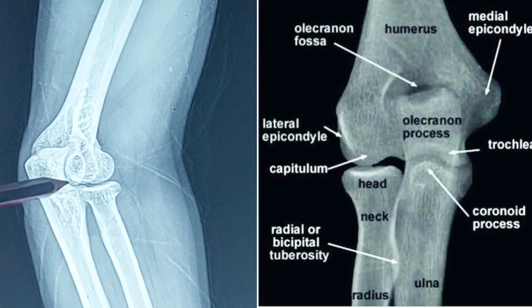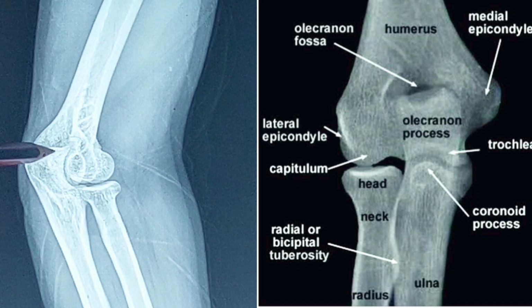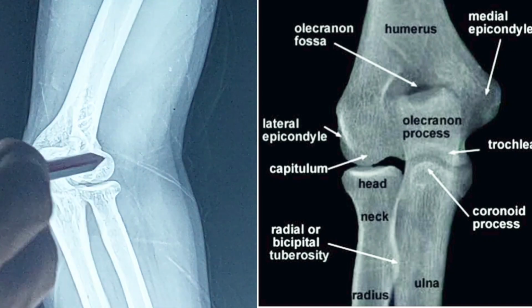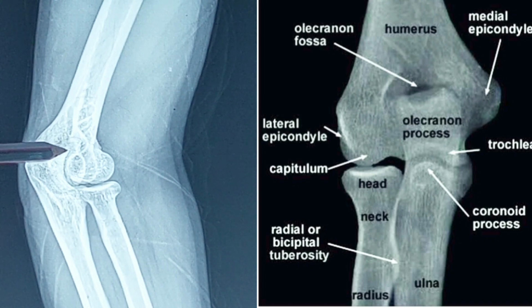Posteriorly, here is the fossa where this process of the ulna impinges on the fossa on the posterior side of the condyle of the lower end of the humerus, and that fossa is called the olecranon fossa. So this process is called the olecranon process of the ulna.